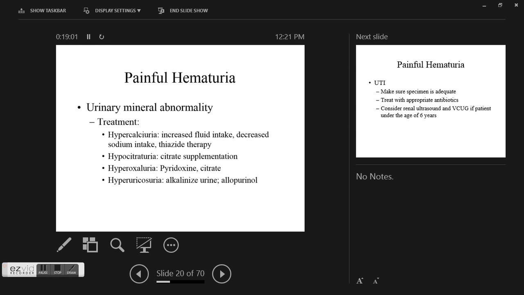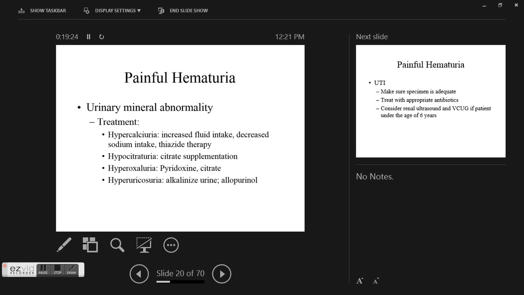Hyperoxaluria is something that you do have to investigate a little bit more if they do have it. It could be idiopathic, just from dietary, but it can also be a sign of underlying disorders like oxalosis. So it's something we do investigate. And hyperuricosuria as well. And you see, common themes: increasing fluid, increasing alkalization are the two big ones.